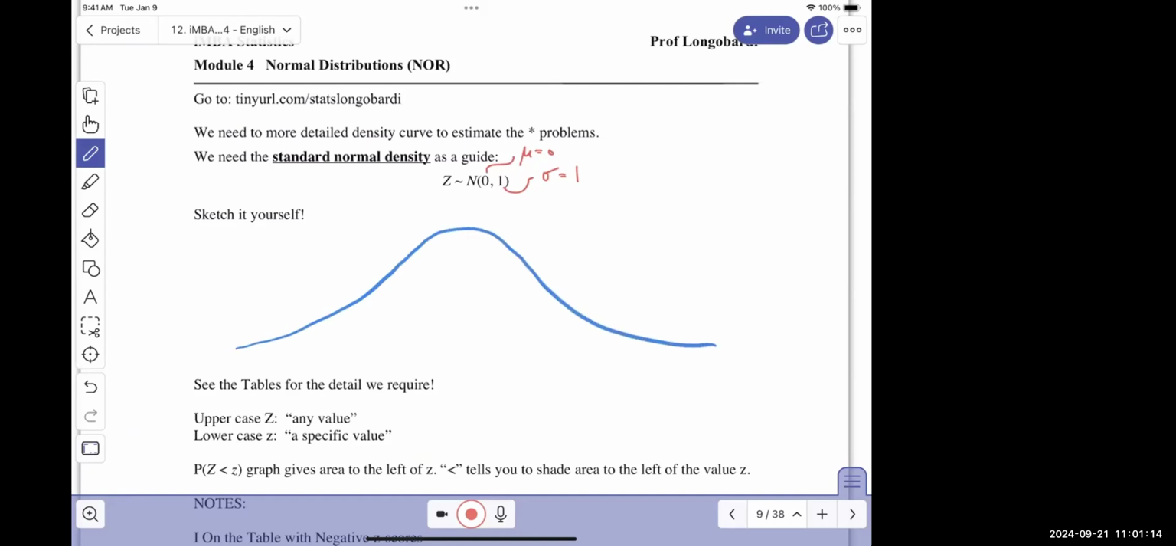it looks like a regular normal density curve. Oh, I better make a line. And the mean is 0. One standard deviation from the mean is what? And 2 standard deviations is what? And 3 standard deviations is what?